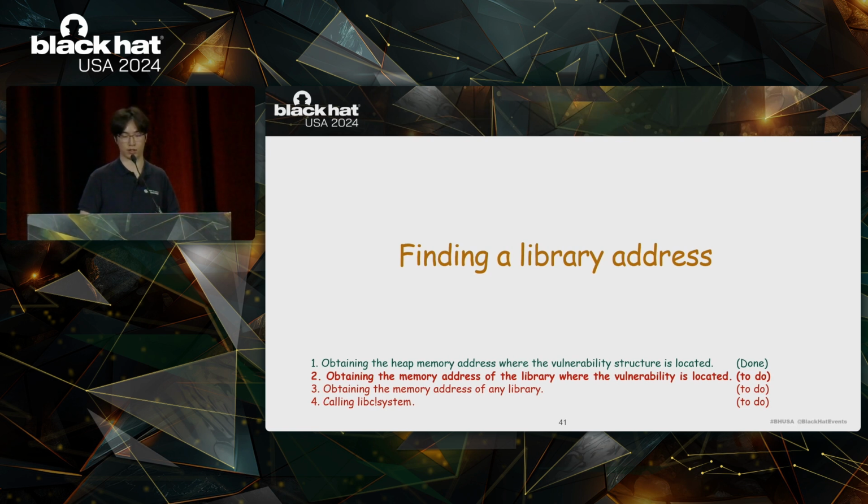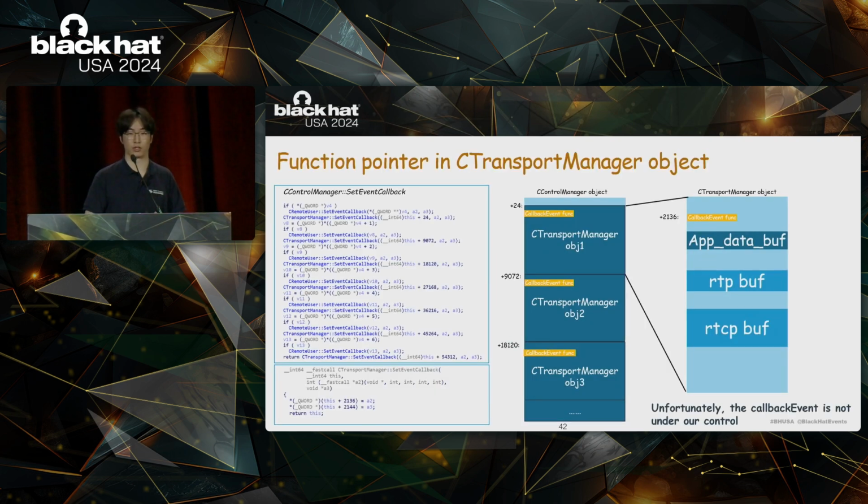So next step is to find the shared library address. Since we want to know the address of the library, obviously we need to leak the value of a function pointer. We only found one function pointer in the C transport manager object, that is the callback event. And its relative offset to the C transport object is 2136. Note it is not in any of the 3 primitives' controlled regions.